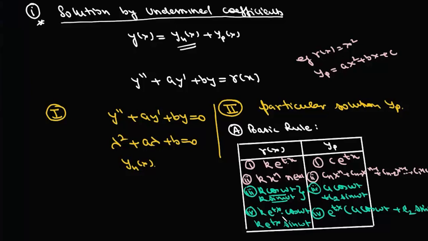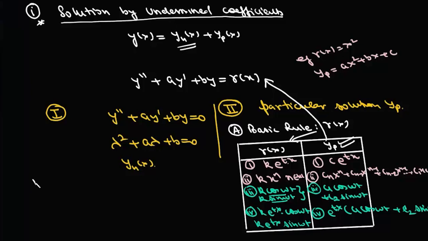And the fourth one is, if it is k exponential cos omega t or k exponential sin omega t, then we want to choose yp as exponential function into c1 cos omega t plus c2 sin omega t. Now the first rule is our basic rule, and it says if r(x) is any one of these functions, then we're going to choose yp from this table. And then we'll find yp dash and yp double dash, and we'll put them in this equation to find the undetermined coefficients to get a particular solution. So that's your first basic rule.